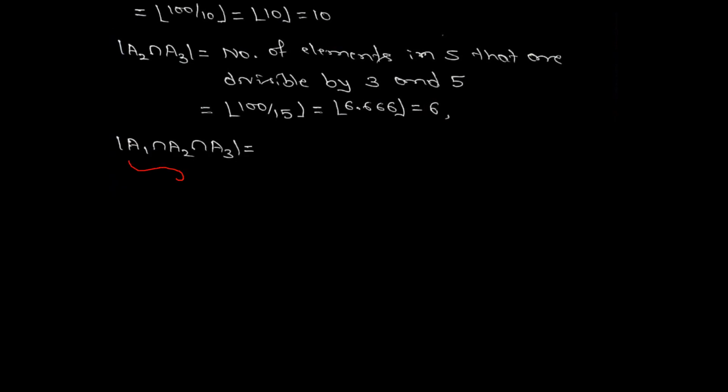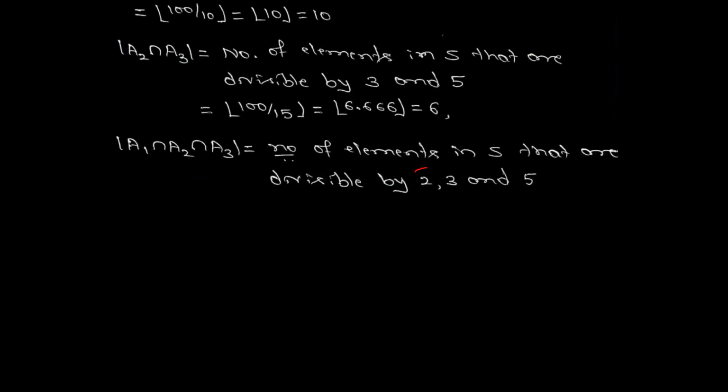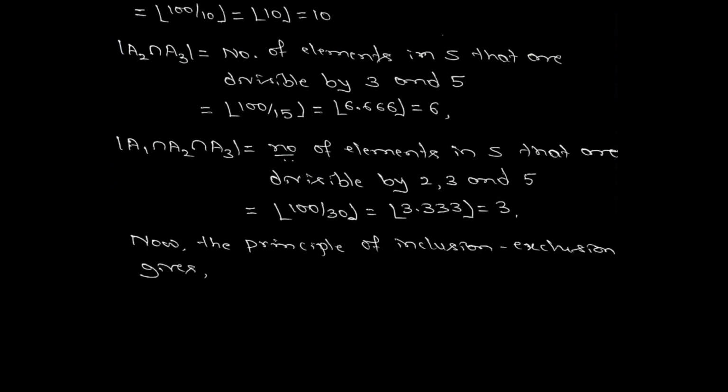Now we want the number of integers which are divisible by all three, divisible by 2, 3 and 5. What is the LCM of 2, 3, 5? If we take the LCM of 2, 3, 5, you get 30. Therefore we are dividing 100 by 30. If you further simplify, we get 3. We have found all the requirements which we need in the main formula.